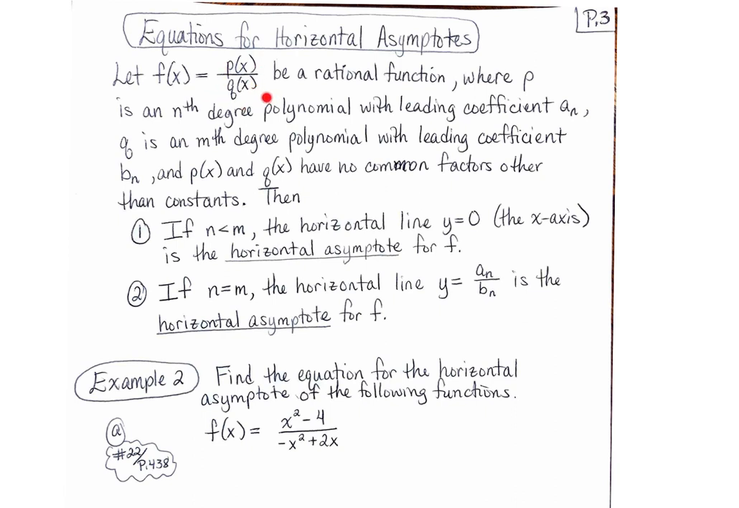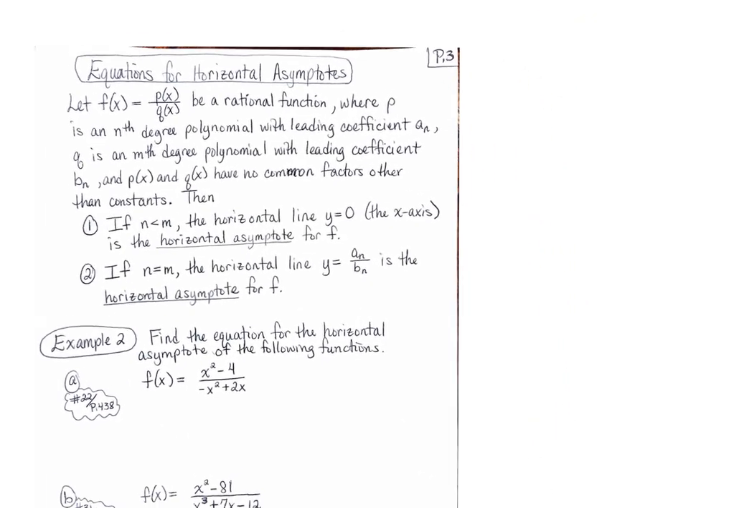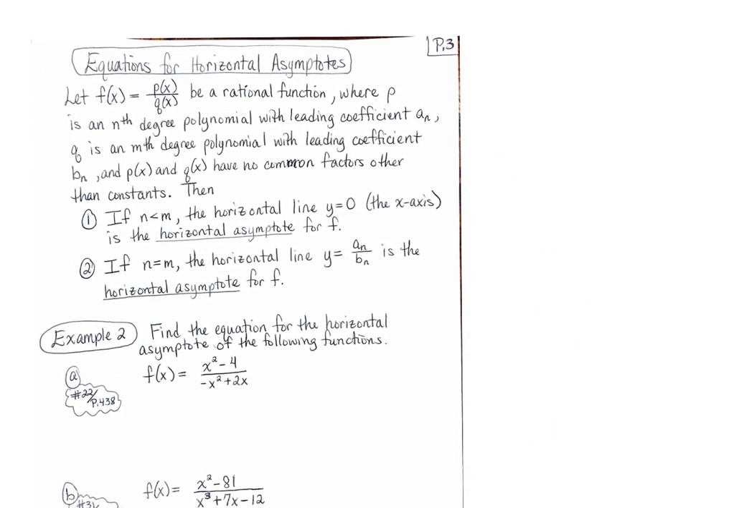So suppose we start out with the rational function where P is an nth degree polynomial with leading coefficient a sub n, Q is an mth degree polynomial with leading coefficient b sub m, and P of x and Q of x have no common factors other than constants. Then, if n is less than m, the horizontal line y equals 0, the x-axis, is the horizontal asymptote for f. If n equals m, the horizontal line y equals a sub n over b sub m is the horizontal asymptote for f. How many don't know what the heck this is saying? So let's write it out a little bit before we jump in with some examples.